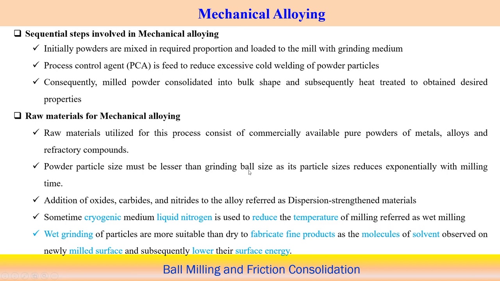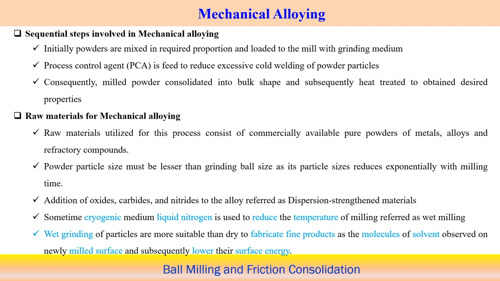Now, mechanical alloying, we are talking about this, is another part of the ball milling operation, and it is called mechanical alloying. So, the sequential steps involved in the mechanical alloying process. In this case, initially powders are mixed in required proportions and loaded into the mill with the grinding media. So we mix the required proportion of the two different elements from which we want to create some kind of alloy, and then it is put in the milling cavity, using some grinding medium.